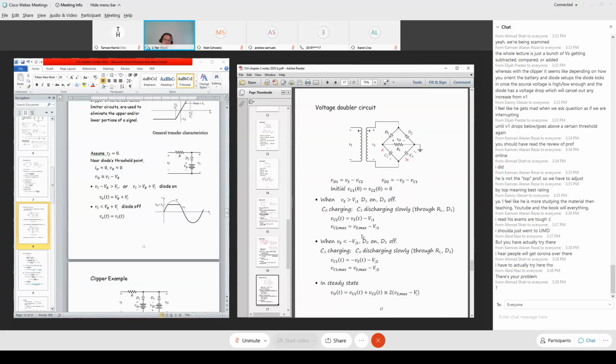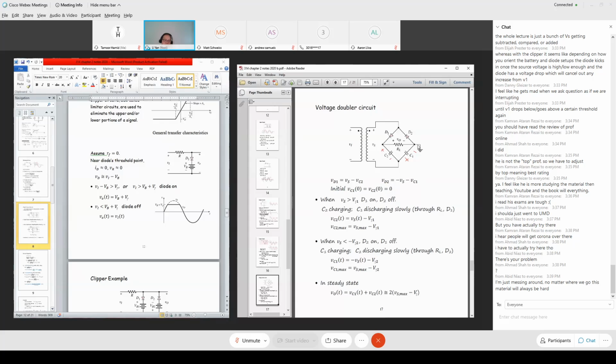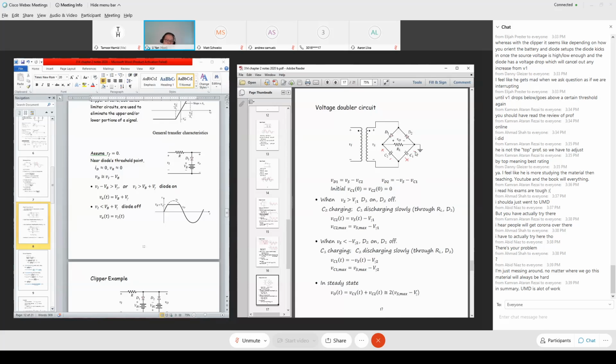The negative cycle is everything reversed. So basically, minus Vs plays the same role as Vs, but acting on Vd2. So the condition is revised: when Vs is less than minus V gamma 2, diode 2 is forward biased and on, and diode 1 is reverse biased and off. Now we're charging capacitor C1. So Vc1 equals minus Vs minus V gamma 2.